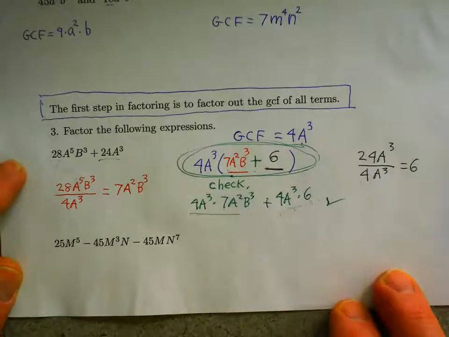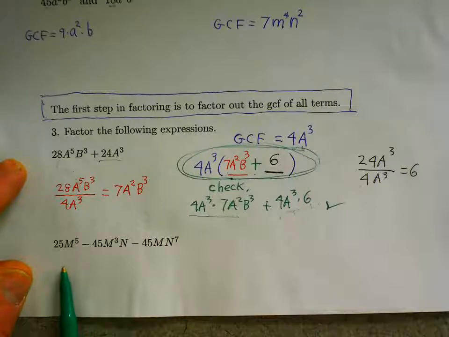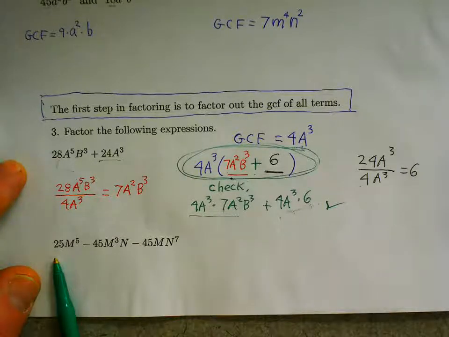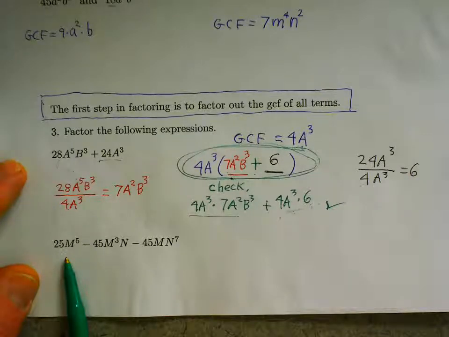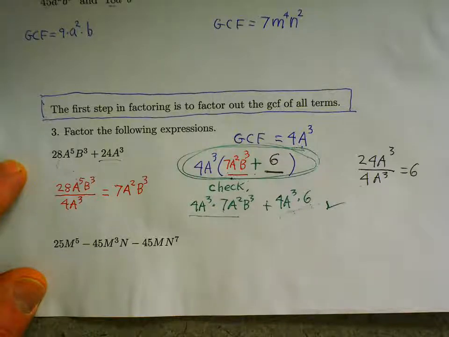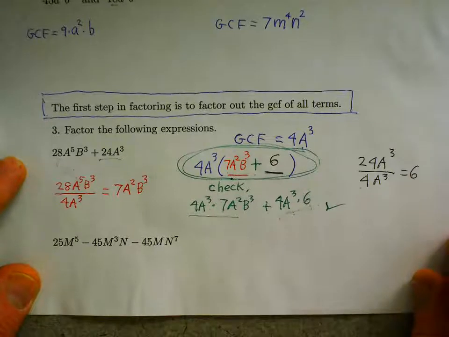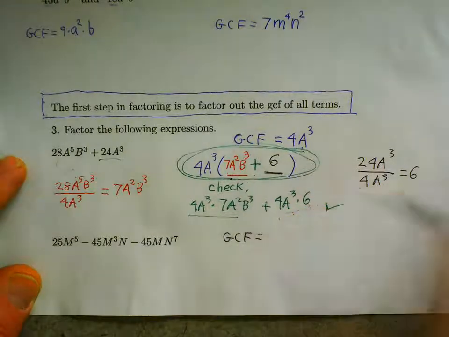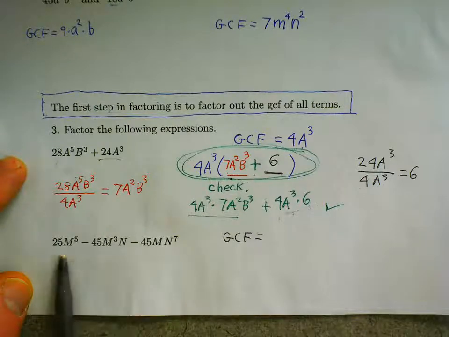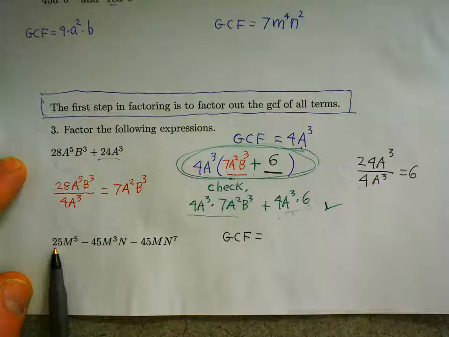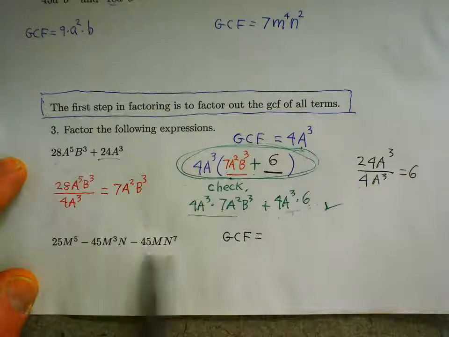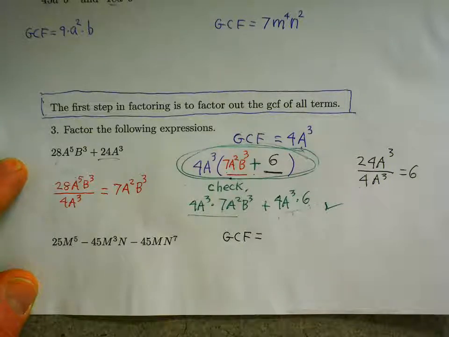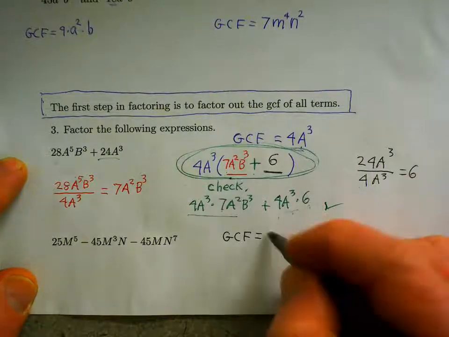Okay, let's look at the next example. This time we have 3 terms in a polynomial, and we want to factor it. So the first step in factoring is to factor out the greatest common factor. Okay, so we're comparing 3 terms. First, the greatest common factor of the numerical factors, 25, 45, and 45. It's 5. So we have a factor of 5.